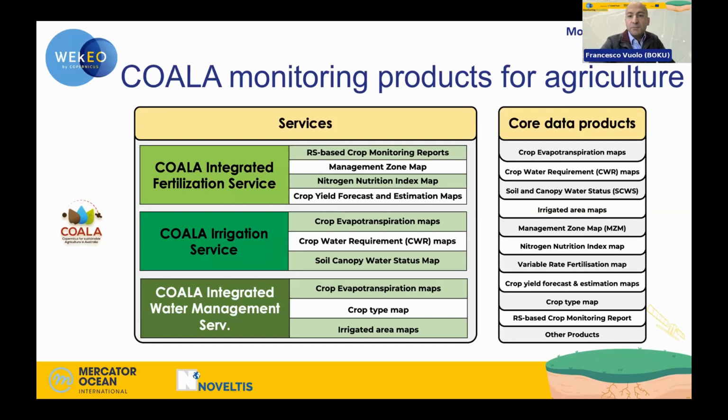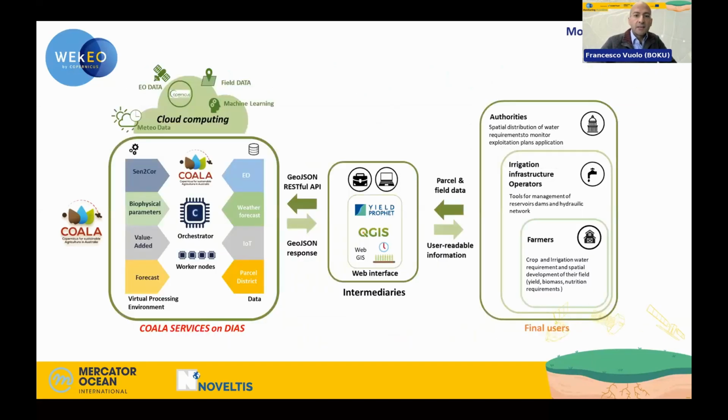So those are the services, and those are based on what we call core products. So crop evapotranspiration, water requirements, soil and canopy water status, irrigated area maps, and so on. I'm not going through the whole list, mostly based on Sentinel-2 data. So that's the main satellite that we use.